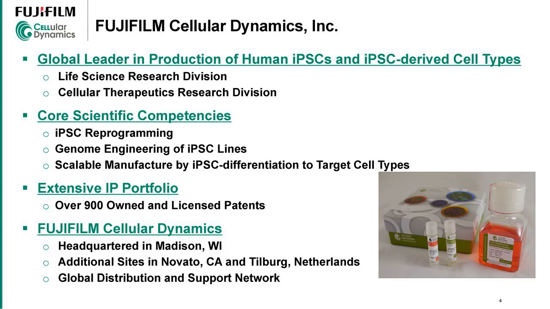So Fujifilm Cellular Dynamics is the global leader in the production of human iPS cells and iPS cell-derived types. We have two different divisions, a life science research division, which is really our tools business, and we also have a cell therapy research division. We have three main core competencies, which include iPS cell reprogramming, genome engineering of iPS cell lines, and then differentiating those lines into target cell types.